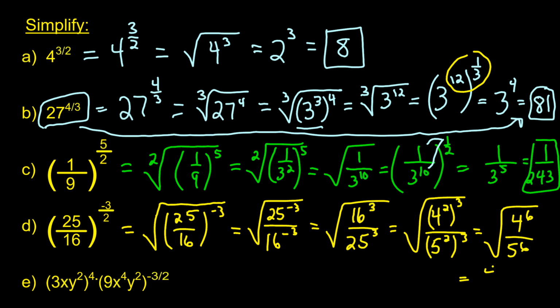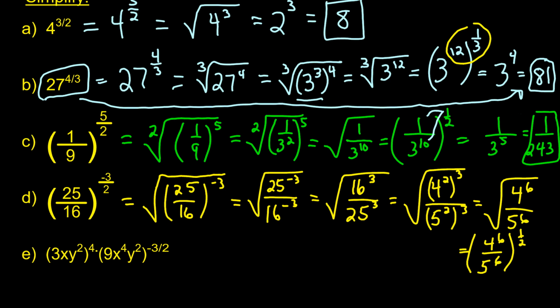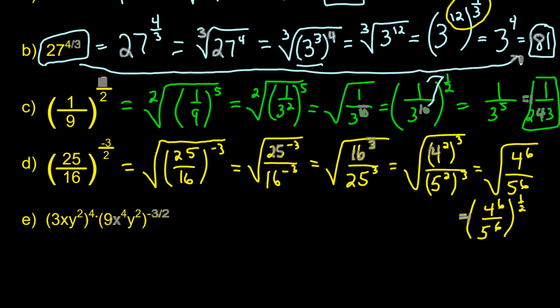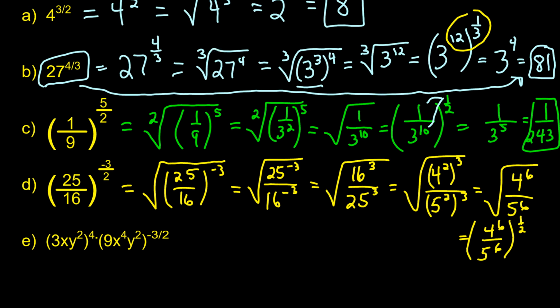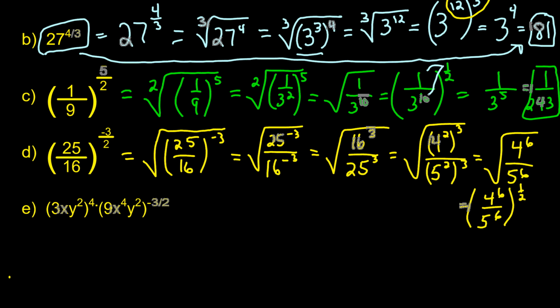So this ends up being 4 to the 6th over 5 to the 6th, and since it's the square root, it's all to the 1/2 power. And then like we did on the previous example, that 1/2 power is going to affect both the 4 to the 6th and the 5 to the 6th. And so this ends up being 4 to the 3rd over 5 to the 3rd, which is 216 over 512.